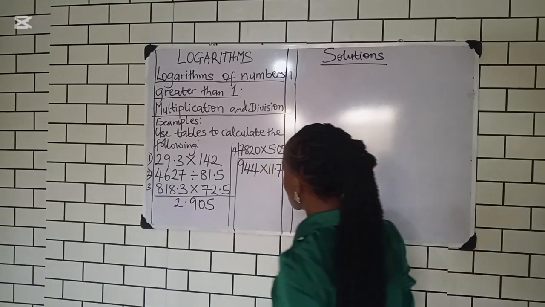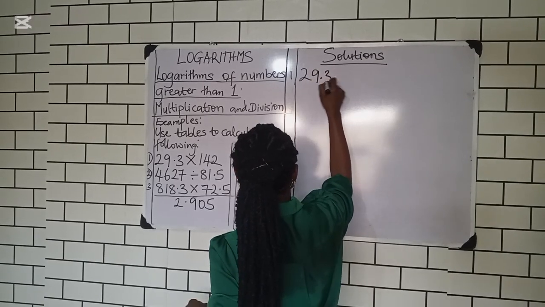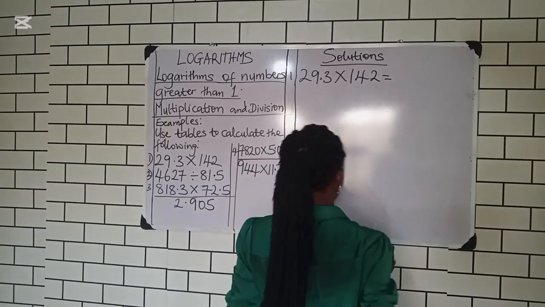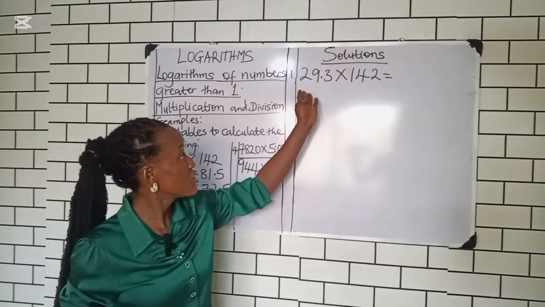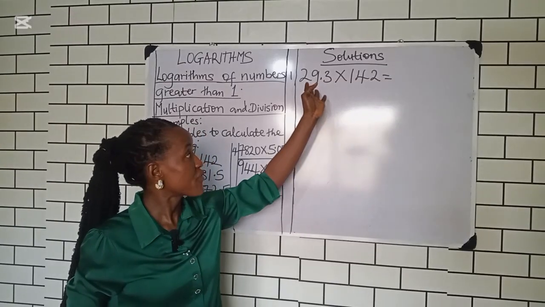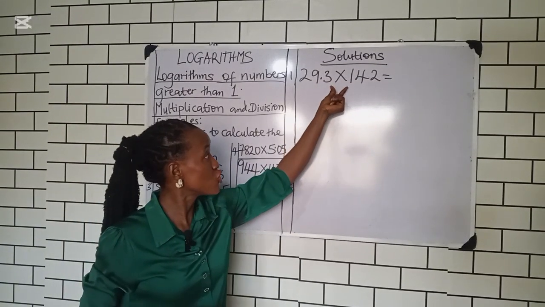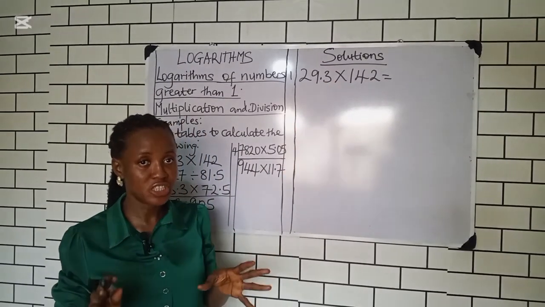Number 1, we have 29.3 times 142 is equal to. Now, what are we going to do here? First of all, we are going to find the logarithms of these numbers. After finding their logarithms, whenever you have multiplication, you're going to add the logarithms.